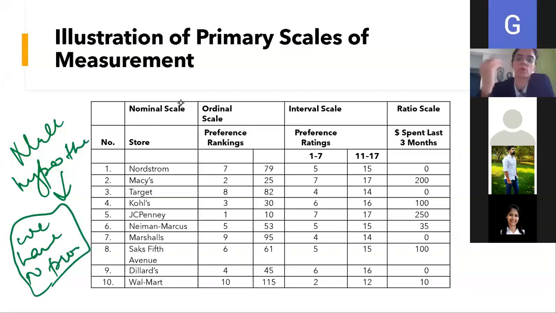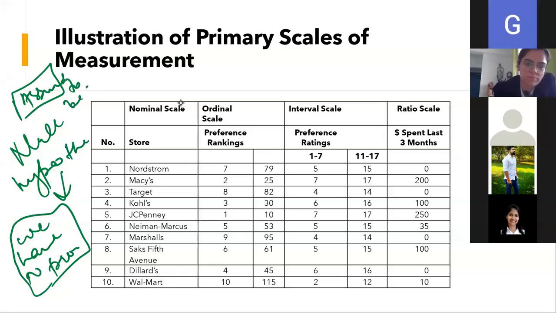Anything else about null hypothesis? Like the null is always presumed to be true. It's assumed to be true. Yes, ma'am. And the other has the burden of proof. The other has the burden of proof. Okay.